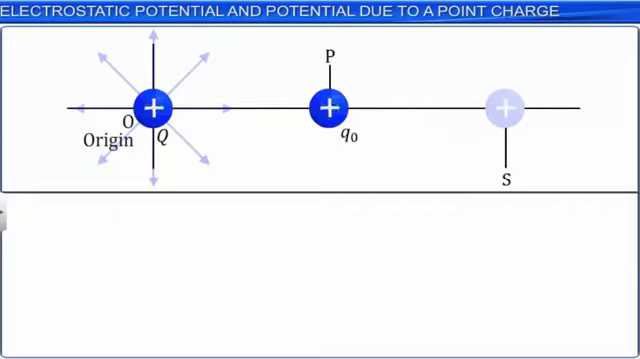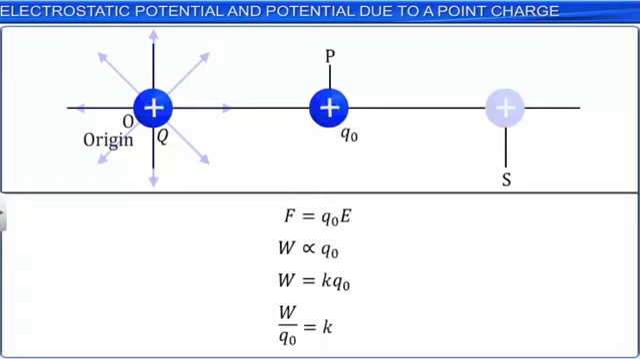Since the force on charge q0 due to any static charge configuration is F equal to q0 E, the work done will be proportional to q0. We can say that W is equal to a constant K into q0, or the quantity W by q0 is equal to K.